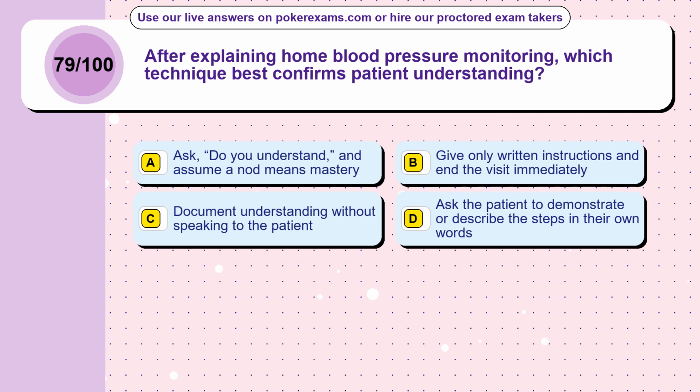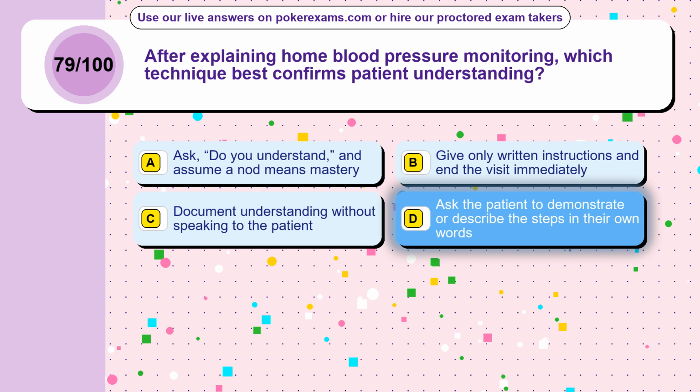Question 79. After explaining home blood pressure monitoring, which technique best confirms patient understanding? Option A. Ask, "Do you understand?" and assume a nod means mastery. Option B. Give only written instructions and end the visit immediately. Option C. Document understanding without speaking to the patient. Option D. Ask the patient to demonstrate or describe the steps in their own words. The correct answer is option D.